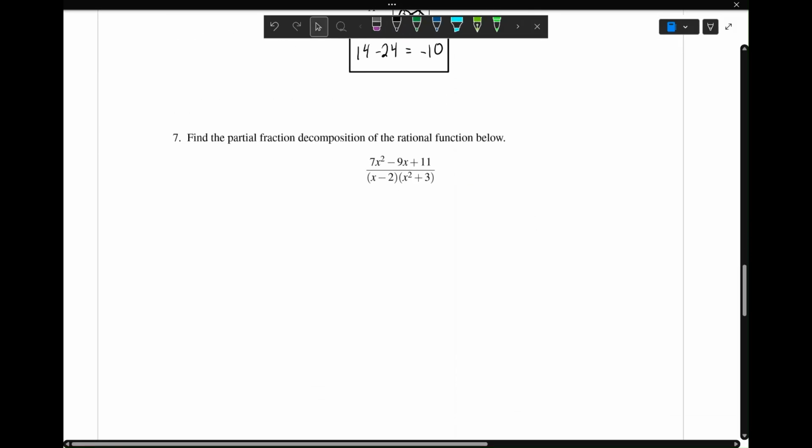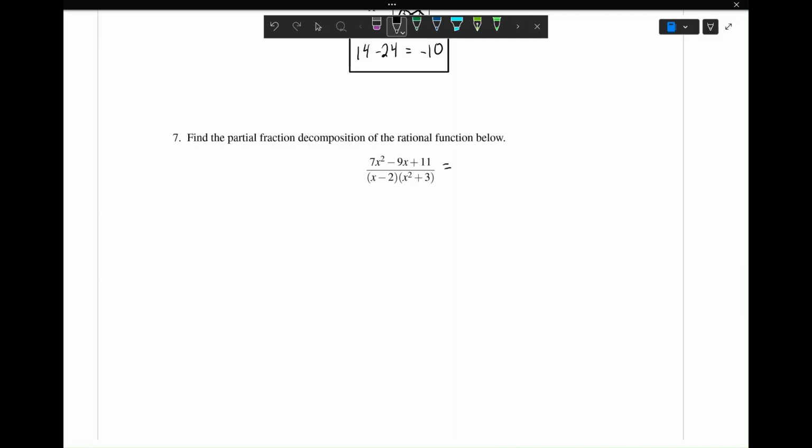All right, time to do a partial fraction decomposition. The big thing to remember with partial fraction decomposition is it all depends on the factorization of the denominator. Since this has an x minus 2 in the denominator, when I decompose this, I'm going to have an x minus 2 fraction and an x squared plus 3 fraction. Additionally, the numerator of these partial fractions will be 1 degree lower than their denominator.